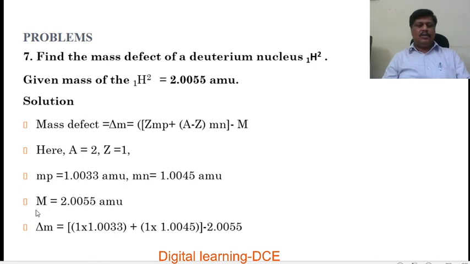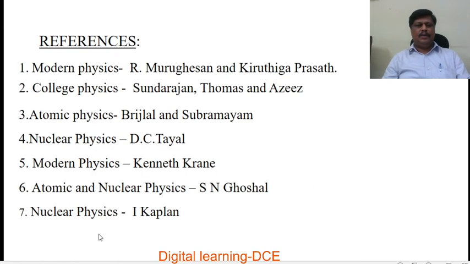So substitute all these values in this mass defect formula, capital M is also given, and after simplification we get the mass defect of the deuterium nucleus as 0.04 AMU.